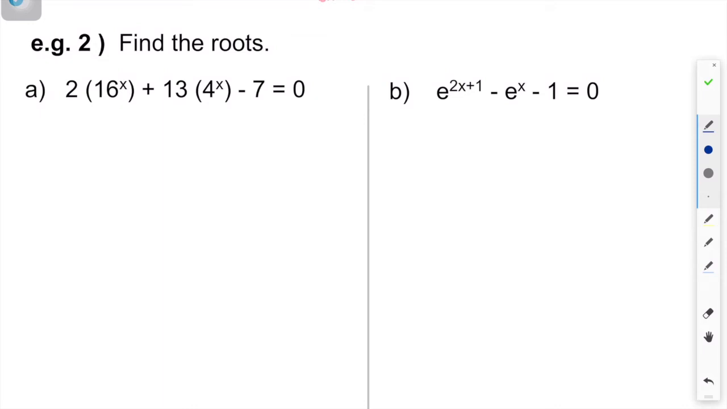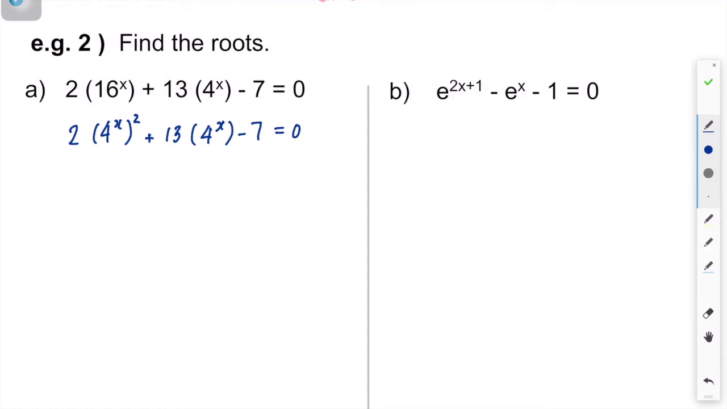Next, we are going to look at some exponential equations. 2a: 2 times 16 to the power of x plus 13 times 4 to the power of x minus 7 is equal to 0. So I can see that 16 to the power of x, I can actually write as 4 to the power of x, squared. If I do this, technically, I have another quadratic form. Because this is like 2a squared plus 13a minus 7 equals 0.